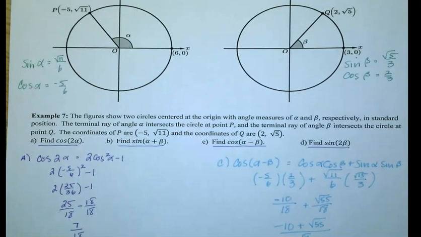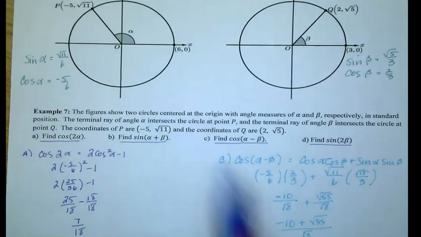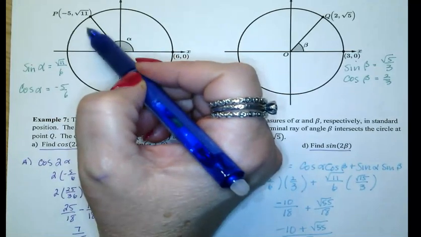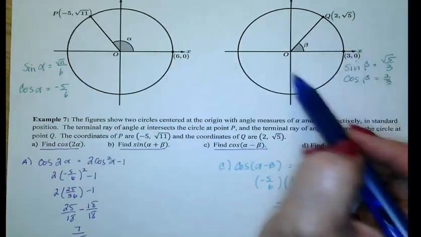So I have the horizontal displacement over the radius and the vertical displacement over the radius. And I went ahead and found that for this circle, which has point P in it, and this circle, which has point Q in it.